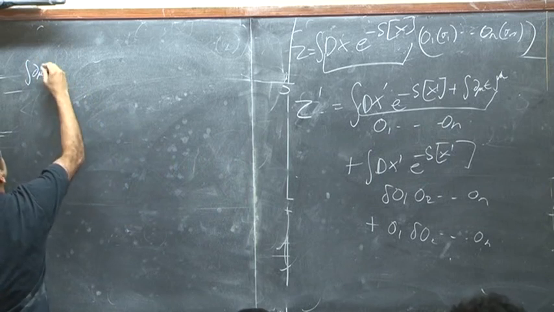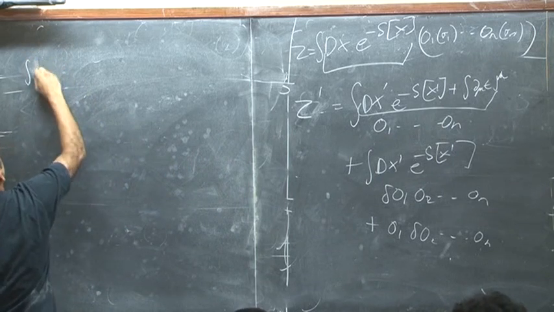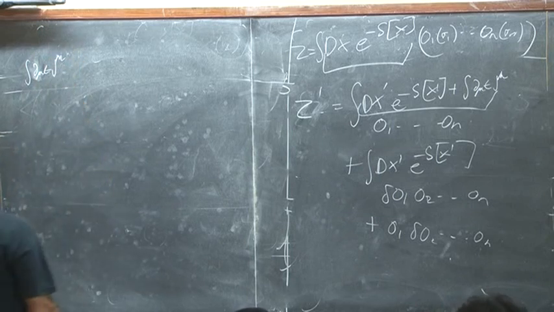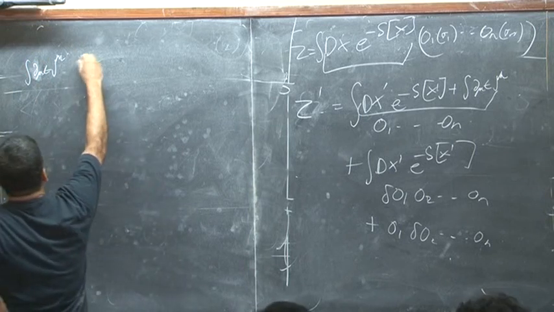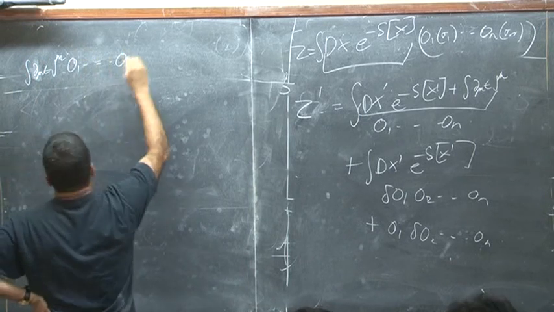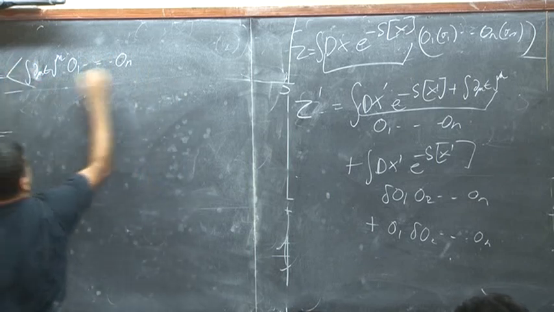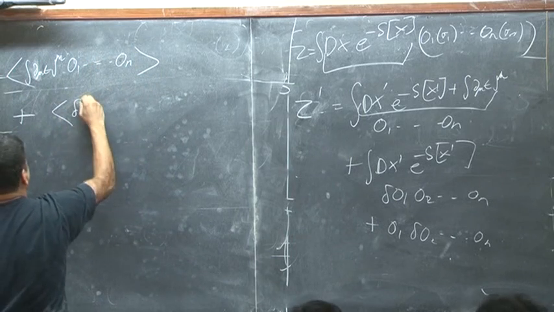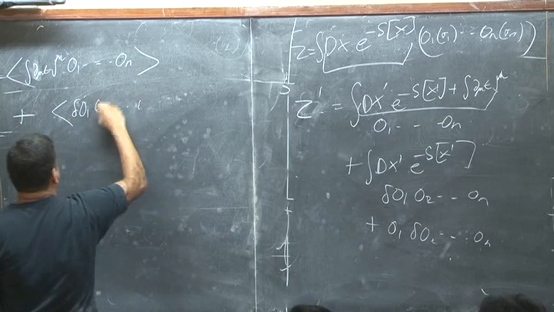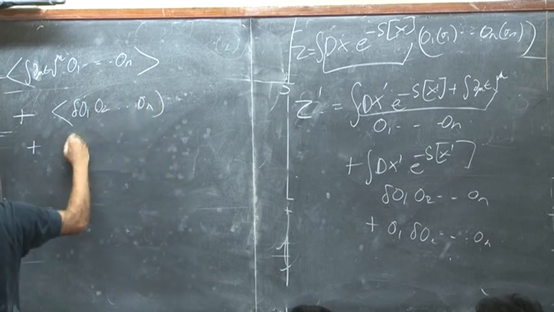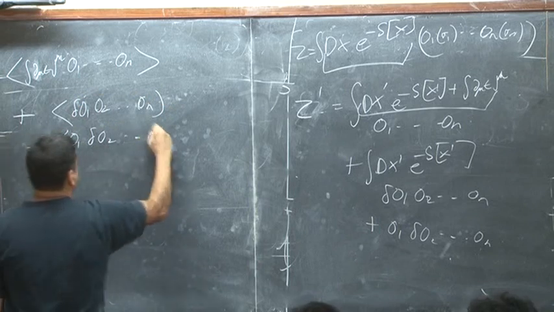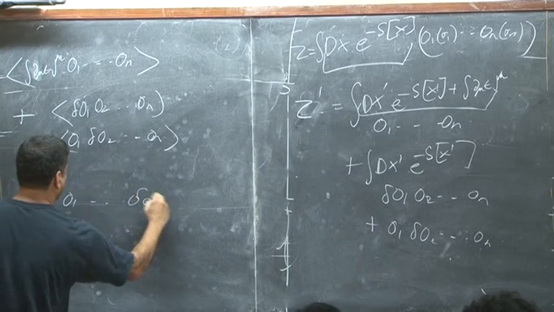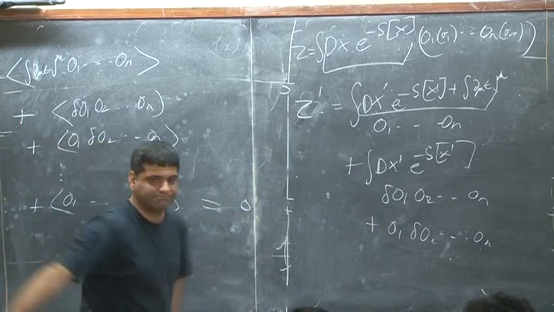Integral del mu epsilon j mu O1 ... On plus delta O1 O2 ... On plus O1 delta O2 ... On and so on, plus O1 ... delta On is equal to 0.